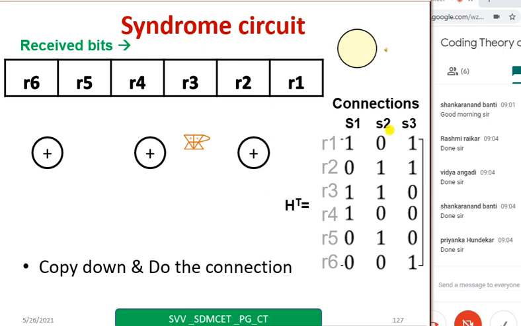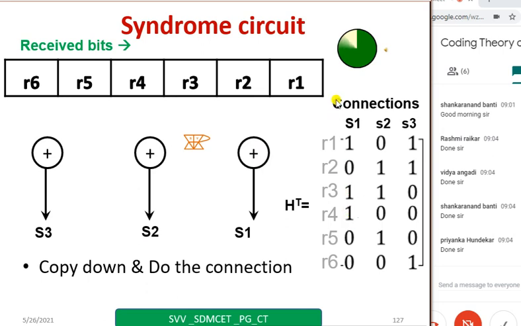Now, similarly, we have to discuss the syndrome circuit. I want you to write this much in your notebook. Take a minute. Okay, this is S1 I'm taking. This is S2, and this is S3. Now I have to do the connection. For example, for S1, what do I have to connect? R1, R3, R4 I have to connect.